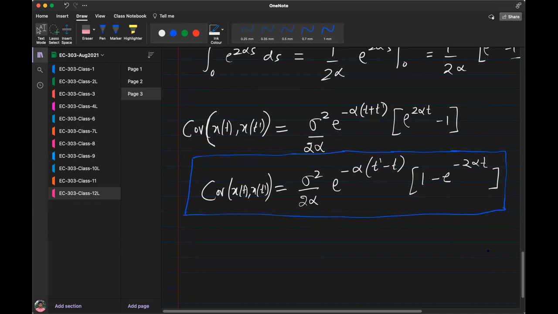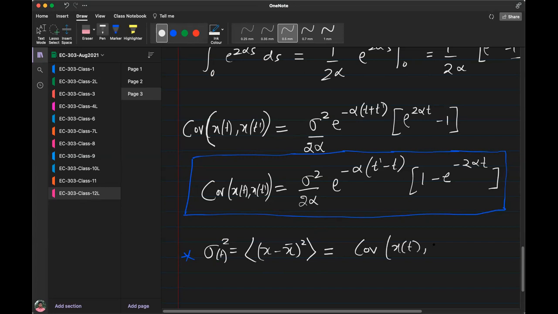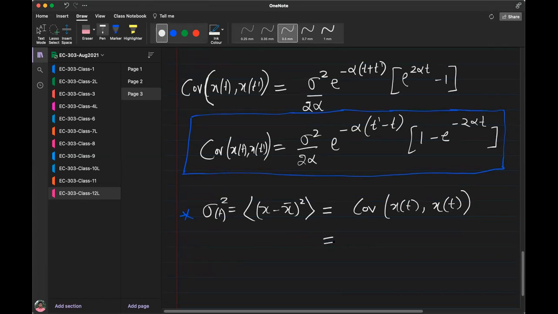Okay, let us now try to understand this. The first one, as I told you, we can get the variance, which is (x minus x bar) whole square at time t, as a function of time, which is basically the mean square displacement. If you think about it, if we just set t equal to t prime, it will be basically the covariance of x_t and x_t. What is that going to be?